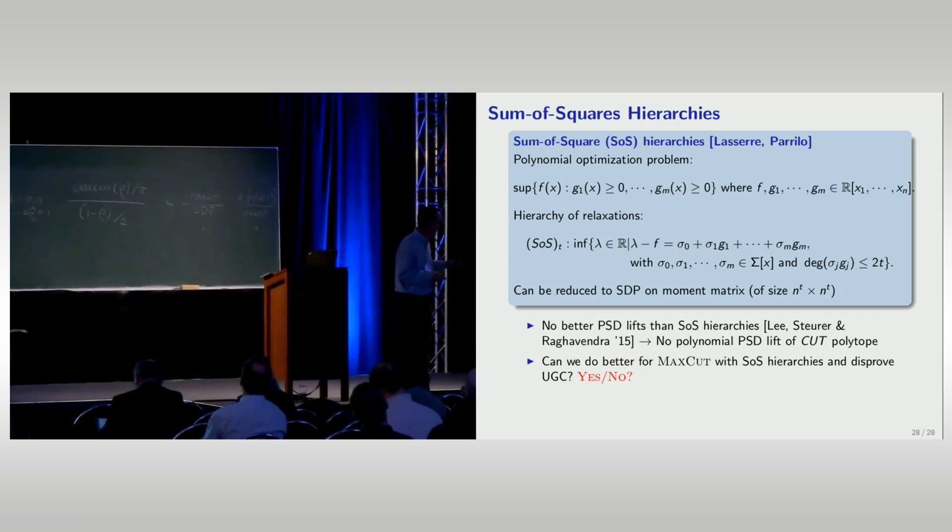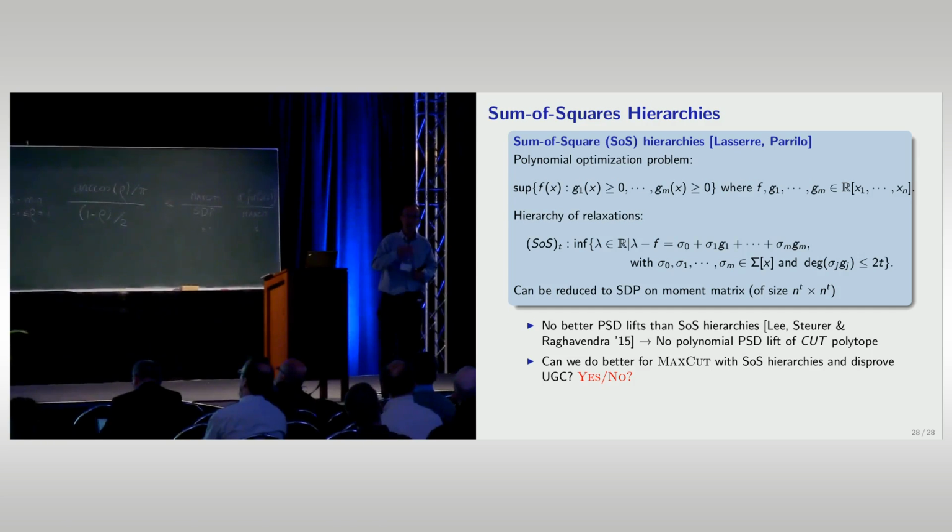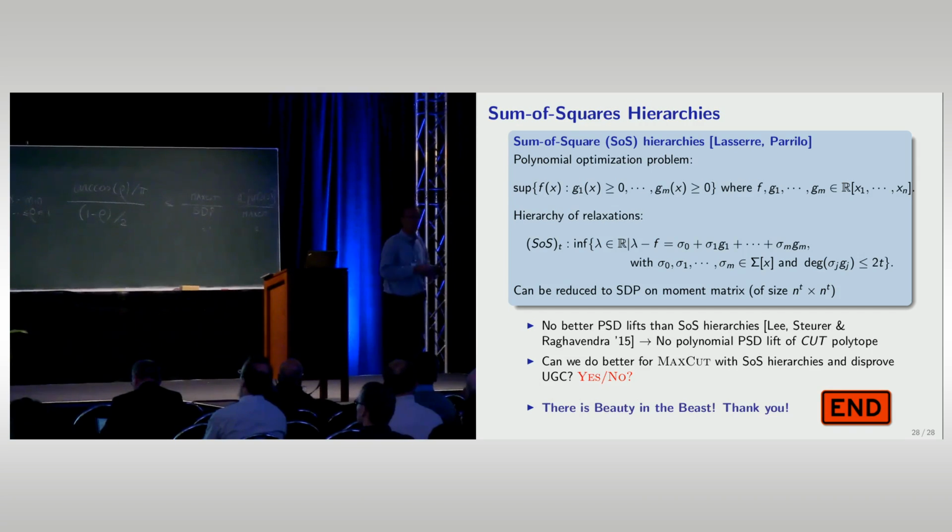And not much is known. It's known, for example, if you do one level. So, I always forget which one you have to take, but if you do t equal to 2, it's known that you don't improve, but maybe you could go to a higher level and improve. And so P versus NP was the beauty and the beast, and to some extent I hope I convinced you that there is some beauty in the beast. So, thank you.